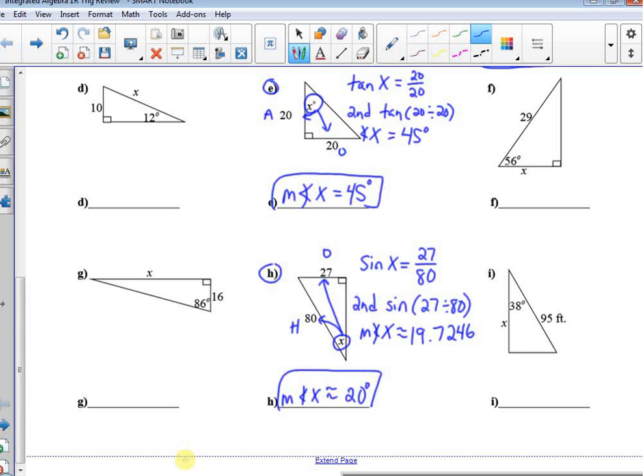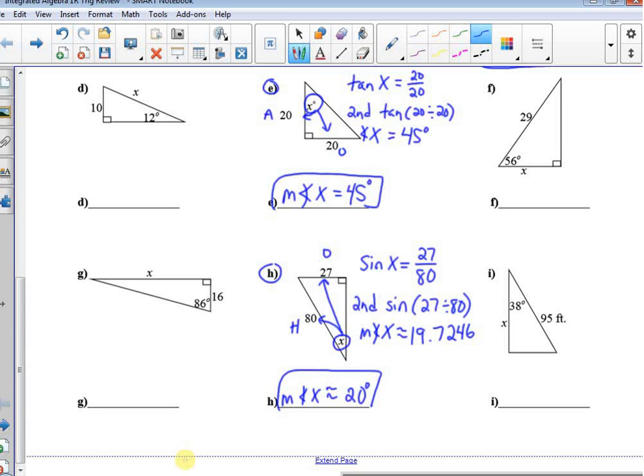So just to talk about this, if you took an opposite and a hypotenuse that were equivalent to about 27 over 80, but different fractions, the measure of angle x would always be 20. So if you took like a multiple of 27 and a multiple of 80, you're always going to get this angle to be 20.